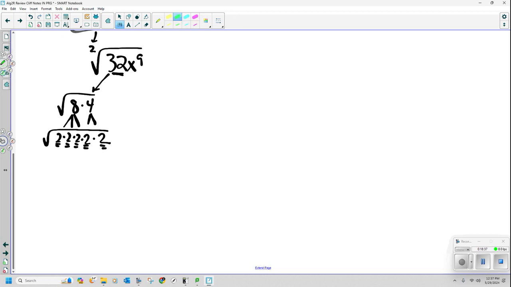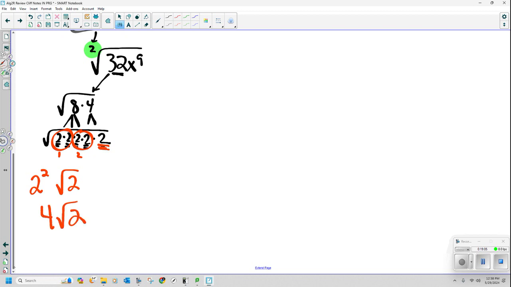I can pull out groups of 2. How many groups of 2 do I have? I have one group of 2. I have a second group of 2. That means 2 to the power of 2 would come out. And this 2 that's by itself would stay in the radical. I hope you know that 2 squared is 4.